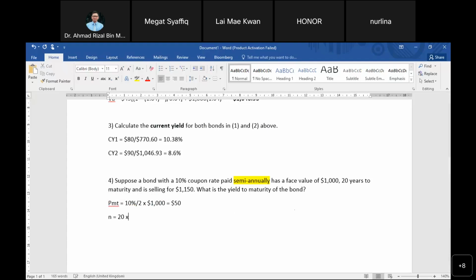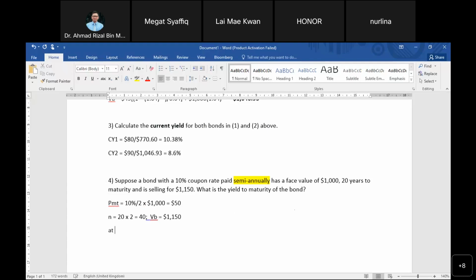$20, first semi-annual, 40. Okay, what else do you need to know? That's all, because you have to solve for the interest, right? And you know that the value of the bond is 1150. Okay, all right. So what is your starting platform? The most important starting platform.